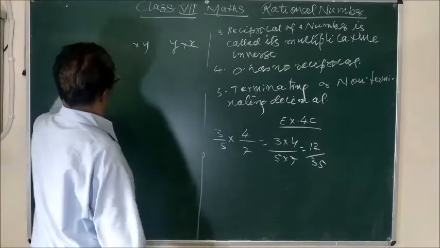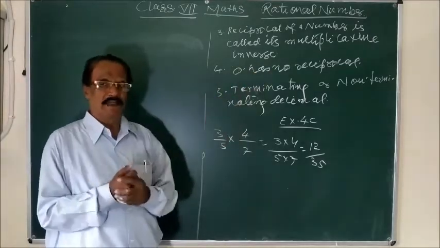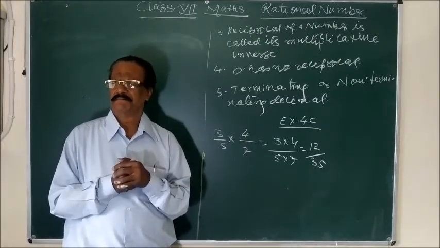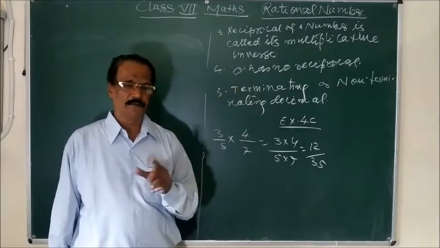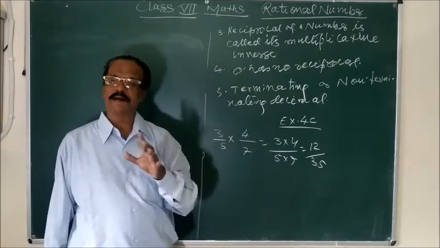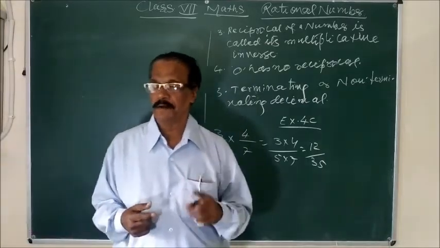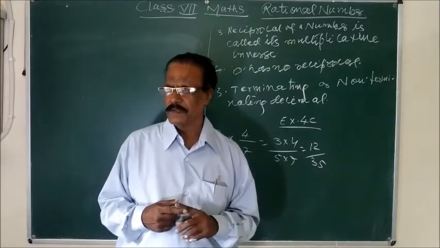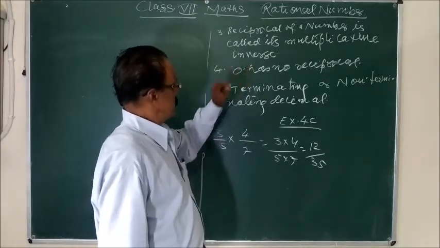One memorable point here, the point to remember: 0 has no reciprocal. What is the reason, sir? Because there is no number such that if you multiply it with 0, you get 1. So this is the property of 0. If 0 is multiplied with any number, the product is always 0. So no possibility of getting 1. So 0 has no reciprocal. You should remember all these points.